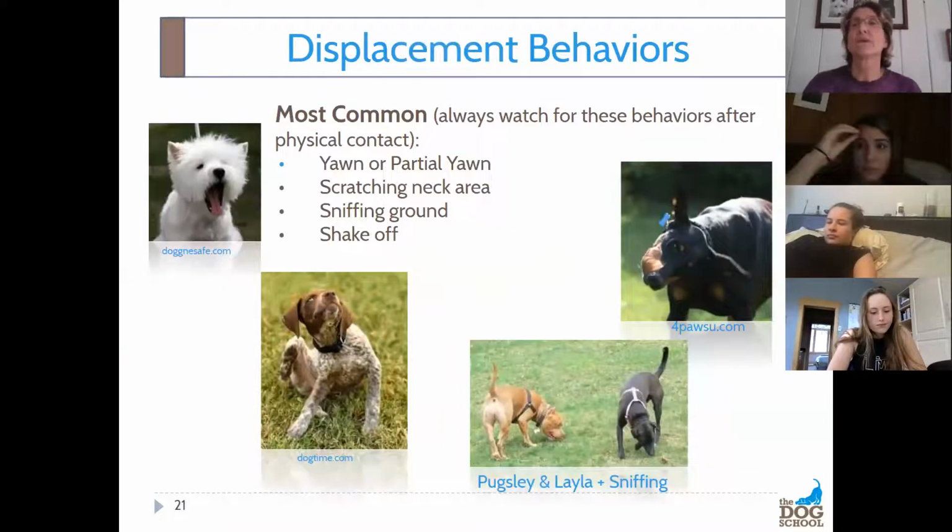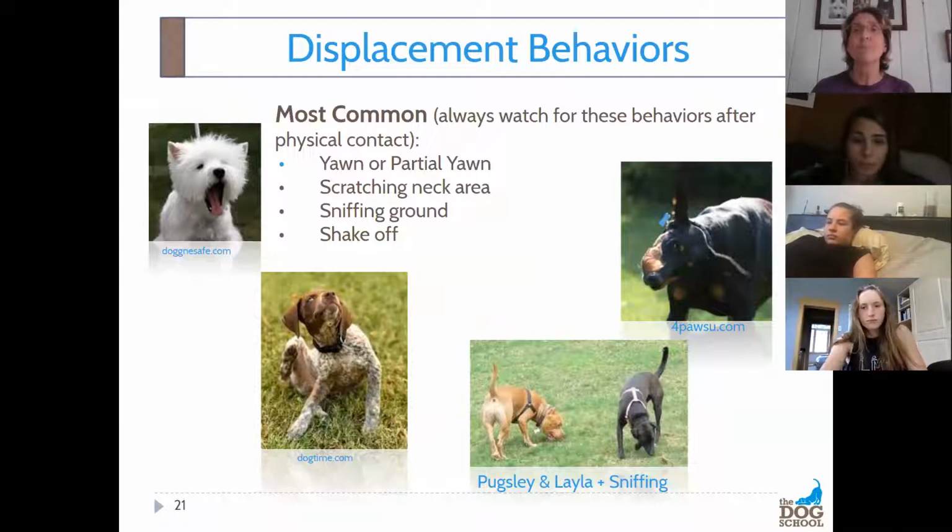Next, we move on to displacement behaviors. And had we been in class, we would have just automatically gone over these as we saw them occur in dogs in the class. And I'm pretty sure we've gone over some of them.